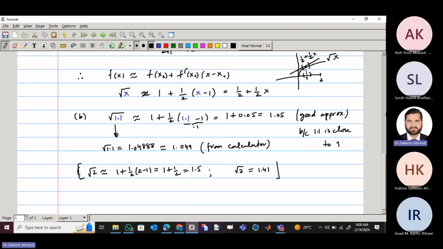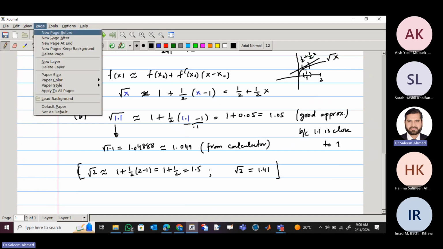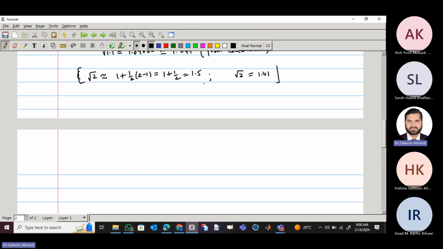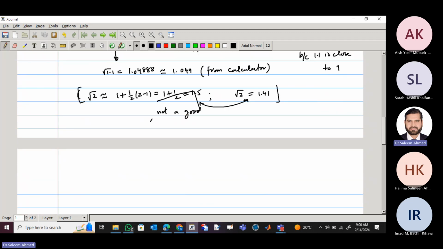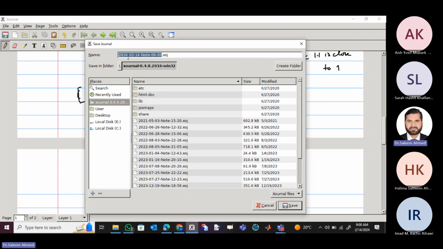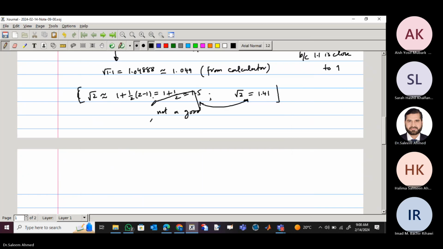So see here, they did not ask me, but I just tried to show you why this is a good approximation. So this is not very close, right? Not a good approximation. 1.5, not a good approximation. I will not say very bad approximation, but we can say that it's not a good approximation. Still 1.41 is close to 1.5, but not that close, which we want, right? So something happened here. 1 plus 1 by 2, 1.5. So not a good approximation.